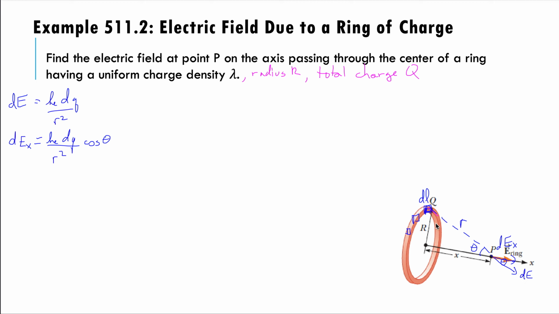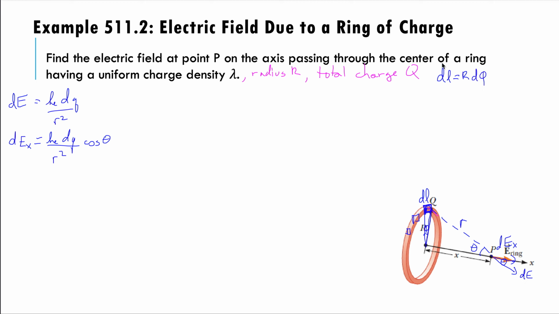Or another way to look at it is we can consider that this dl here has a little angle phi. And it's very common whenever we have a circle to rewrite dl as the radius times d phi, right?